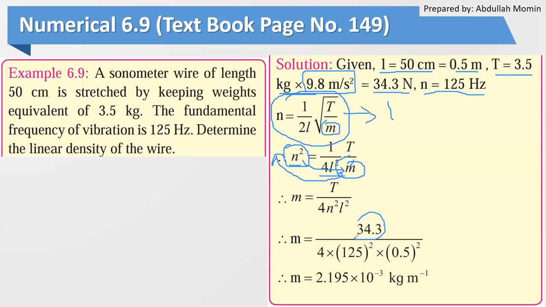T is 34.3. 4n square means 4 into 125 square. L square means 0.5 square. And when you calculate this, you will get linear density as 2.195 into 10 raised to minus 3 kg per meter. So this is the value of linear density of the wire.